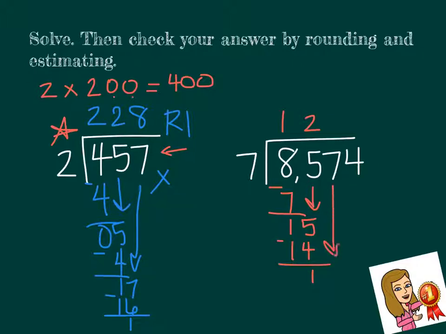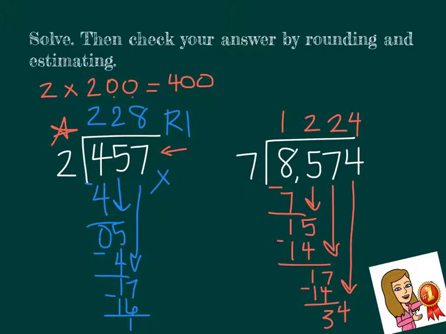Bring down the 7 to make 17. Again, 7 goes in there 2 times. 7 times 2 is 14. Subtract, I get 3. Bring down the 4 to make 34. I'm so close to being able to do times 5 to get 35, but that goes overboard. So the next closest is 4. 7 times 4 is 28.